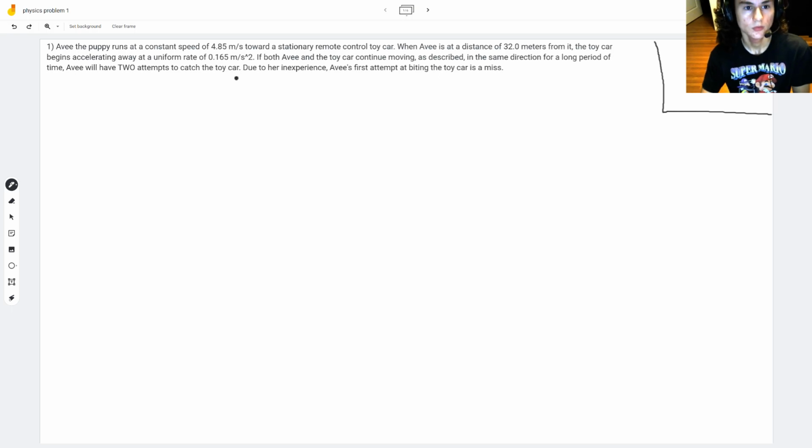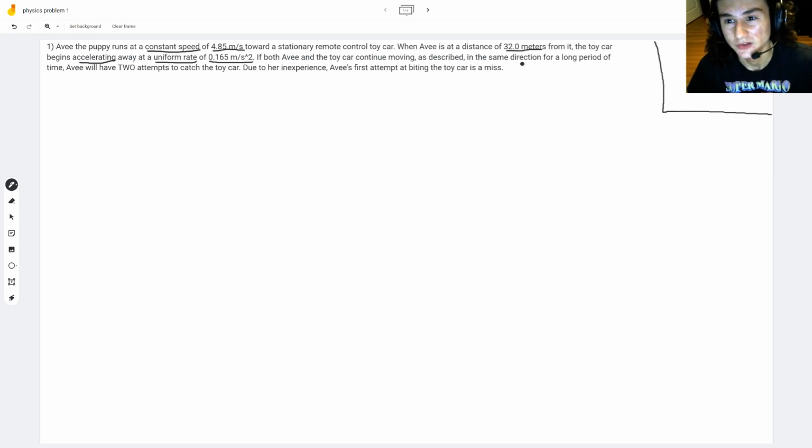When we first look at this problem, we're going to notice values with this M and S, 32 meters, and we see a bunch more M and S. So M means meters, S means seconds. We can see this says constant speed and accelerating, as well as uniform rate. That will basically be a telltale sign to me, at least, that we need to use kinematics to solve this equation, which is what I'm going to be explaining how to do.